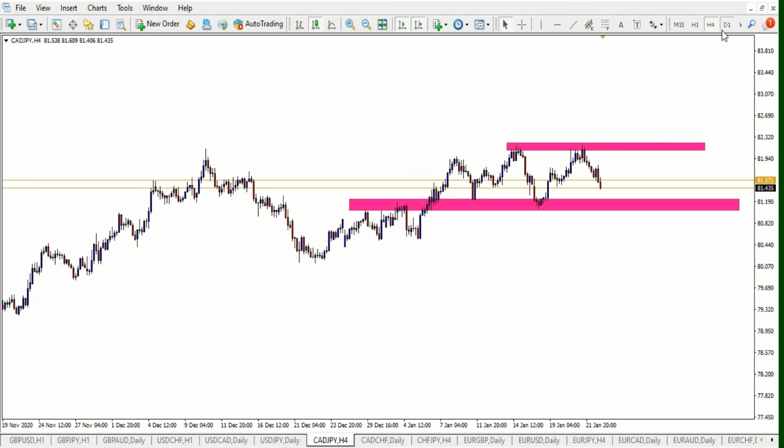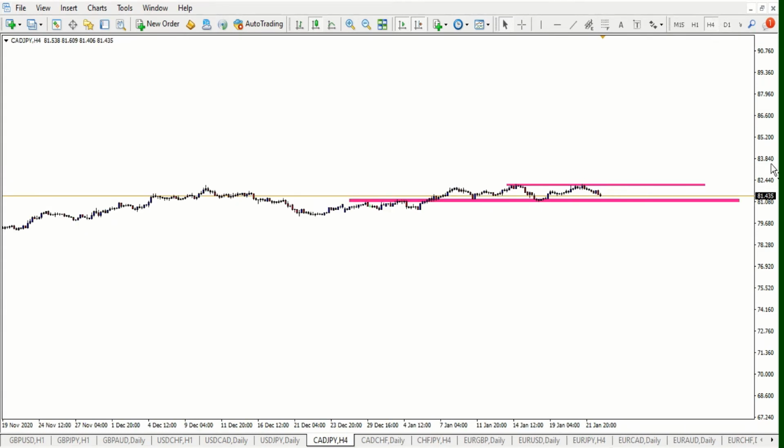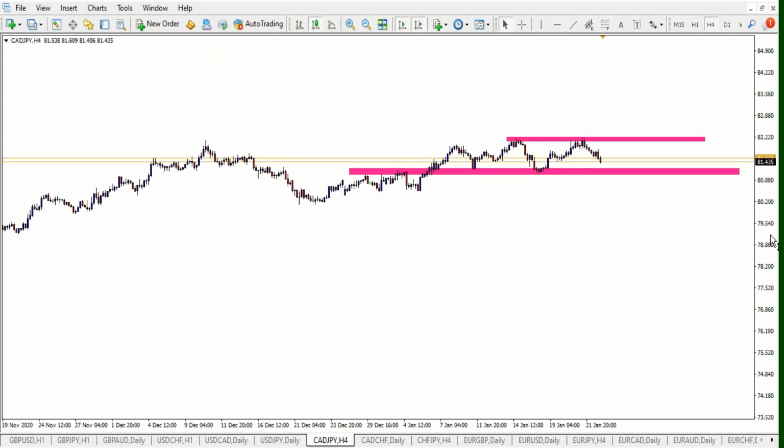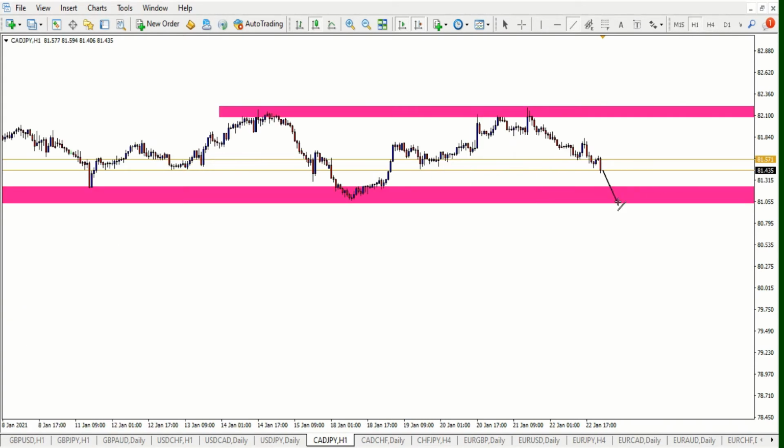CADJPY has been trending upwards, so we are looking for a buy. You can see higher highs, higher lows, trending upwards, right? So we're looking for good buy setups. Look at key support resistance zones, and you can see that we are near a key resistance zone. So what we're looking for is the market to come down, give us a retest there, and continue making its way back up.